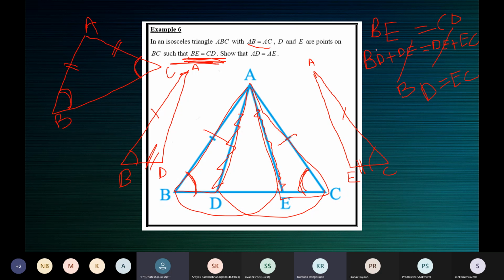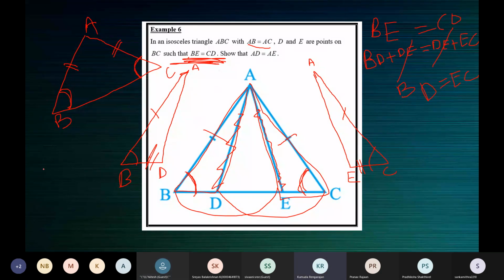Explain how we got that. Ma'am, they gave that BE is equal to CD. We wrote BE as BD plus DE, and we wrote CD as DE and EC. We cancel out that DE in both the parts, so we got BD is equal to EC. Very good. So by what rule are the triangles congruent? SAS.